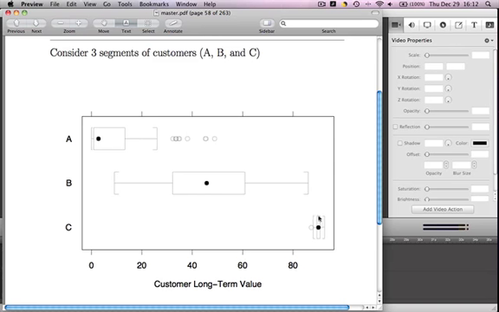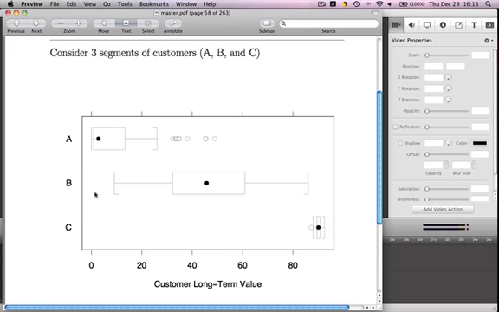The fact that the box plot is symmetrical, so the right-hand side looks like the left-hand side, indicates that it's a symmetrical distribution. Notice those first three characteristics, center, spread, and skewness, can all be assessed from a box plot. Let's contrast that with segment B. Segment B is quite different. Notice the box is much longer, indicating a much greater interquartile range, as well as the whiskers.